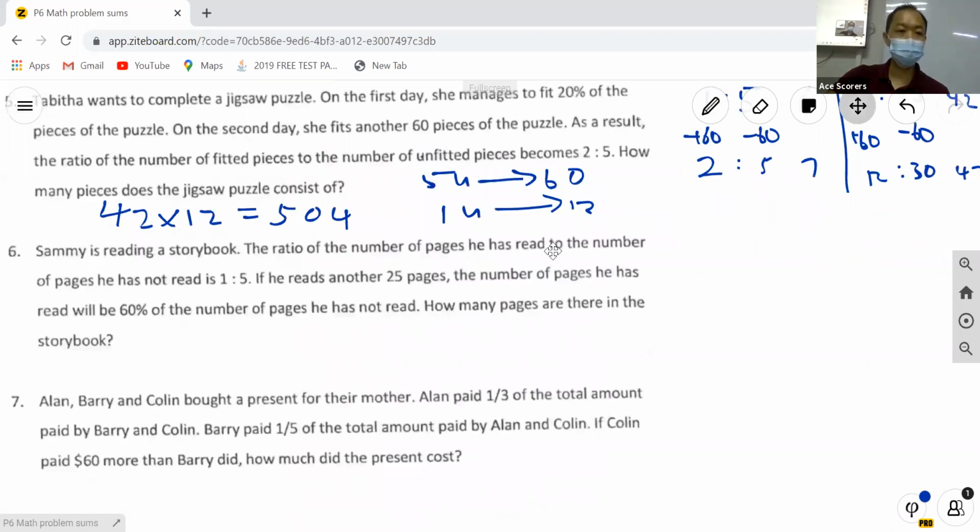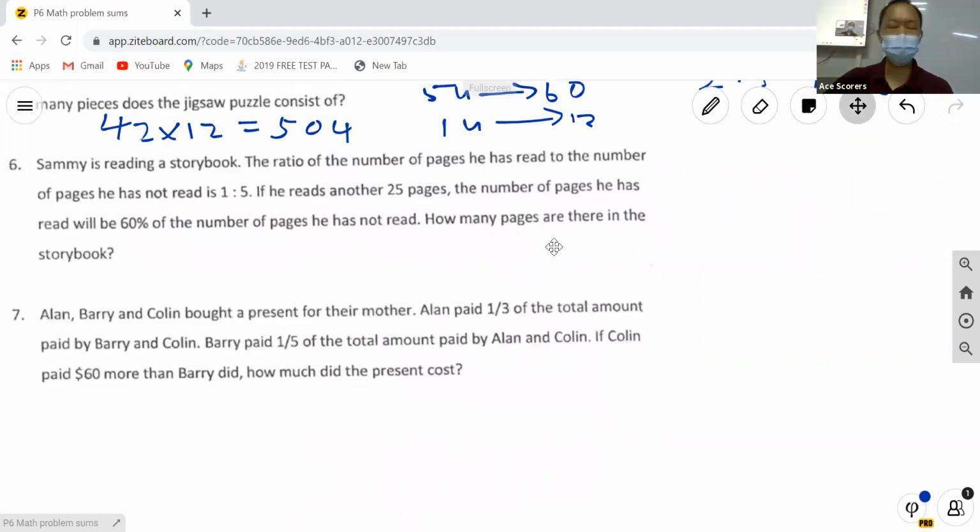Next. So Sammy is reading a book. The ratio of the number of pages he has read to the number of pages not read, before and after, the total number of pages in the book will not change. So at first it is 1 is to 5. He reads another 25, and the number of pages he has read will be 60% of the number of pages he has not read. So it becomes 6 is to 10. This is plus 25.